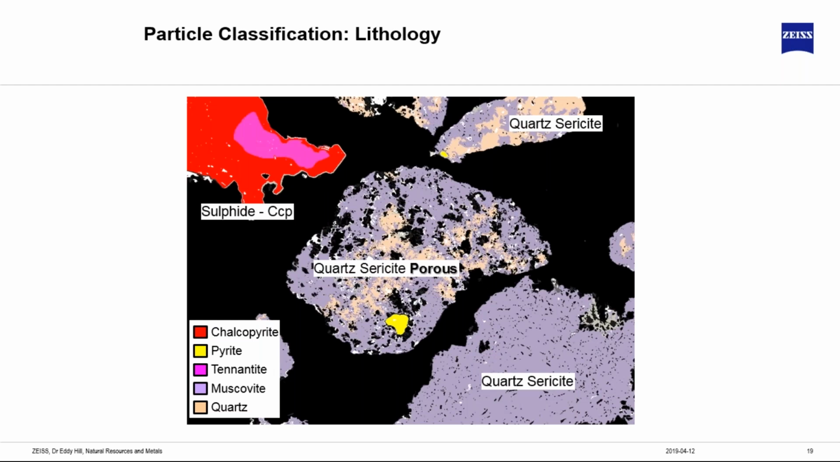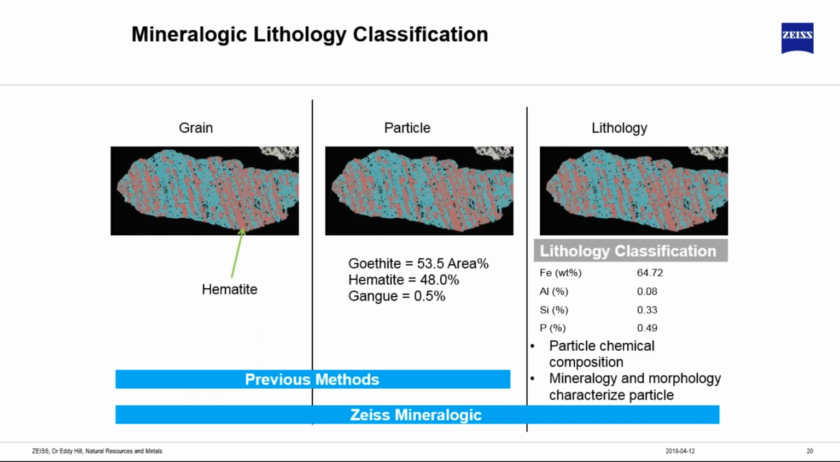These require knowledge of the mineralogy of that particle, the size of the granularity, and any morphological features that we want to add to that classification. So having analyzed the grains, which is the easier part in automated mineralogy, and then providing a general description of the particle itself, according to its mineralogy and the proportion of mineralogy present, we then classify what we call the lithology, which is the description of a specific type of particle. And not only do we provide the modal mineralogy of that particle or the liberation of that particle, but we can also provide the chemical composition of that particle as an average, and then compare that to the material assay itself. So particle chemical composition, mineralogy, and morphology to characterize the particle.